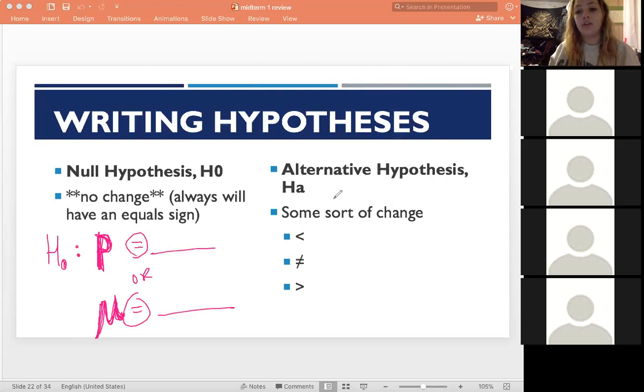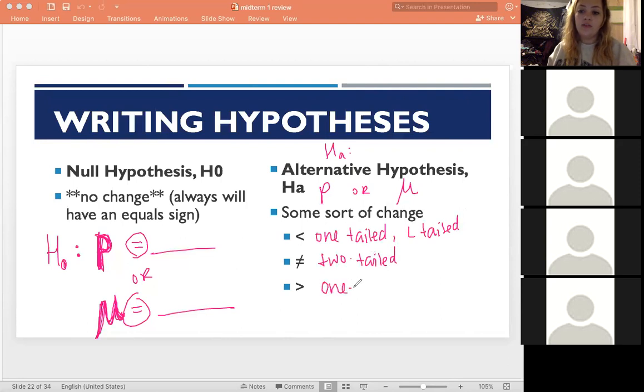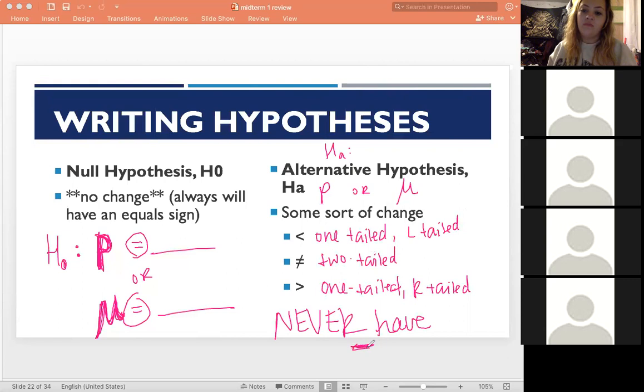In contrast, you still use p or mu for the alternative hypothesis, which is HA, but there's going to be some sort of change. So it's either less than, not equal to, or greater than. The not equal to is the only two-tailed test. The less than is one-tailed, specifically left-tailed. And the greater than is one-tailed too, and it's right-tailed because it is greater than. Saying there's some sort of change, it's never going to have an equal sign.